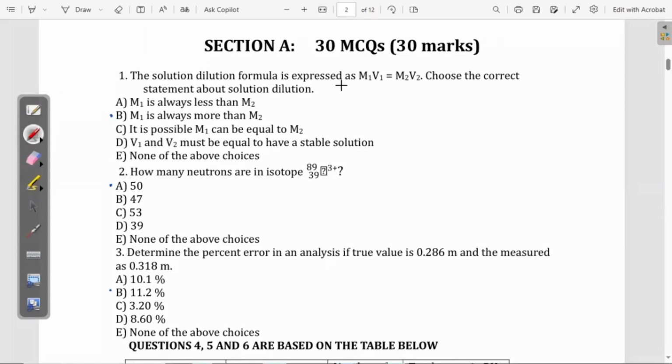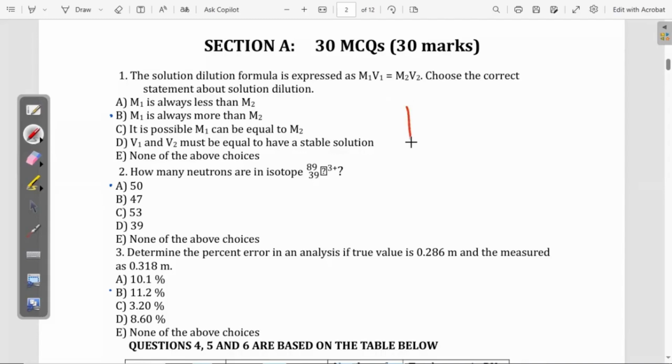Question 1, they're saying the solution dilution formula is expressed as M1V1 equals M2V2, and I have to choose the correct statement about the solution dilution. When you're diluting something, you expect that the concentration that you are starting with should be more than the concentration that you get after diluting.